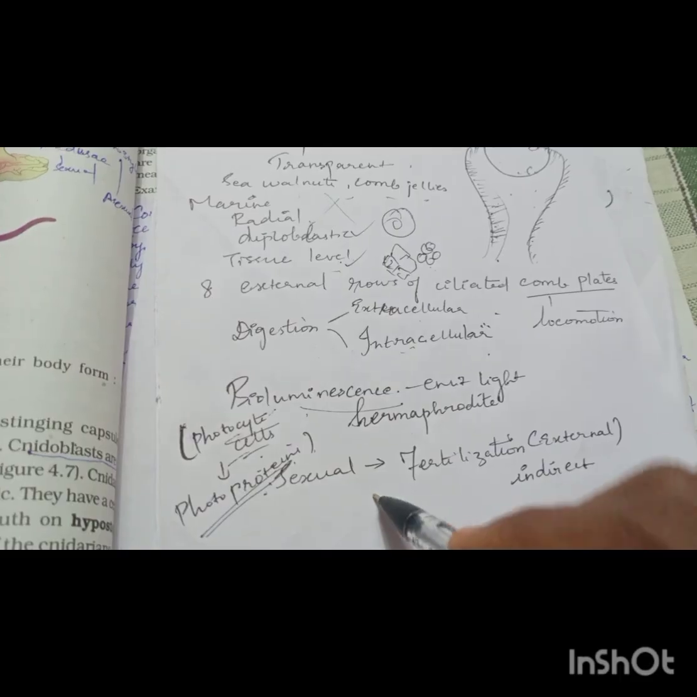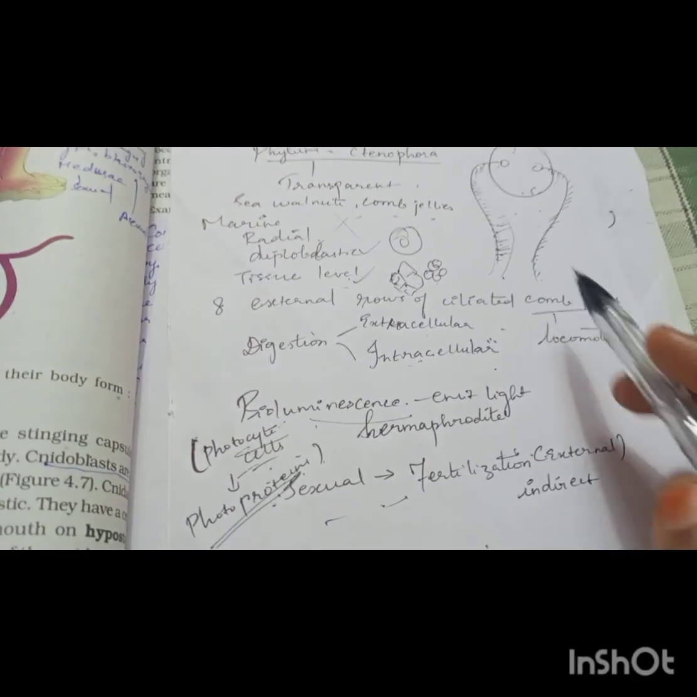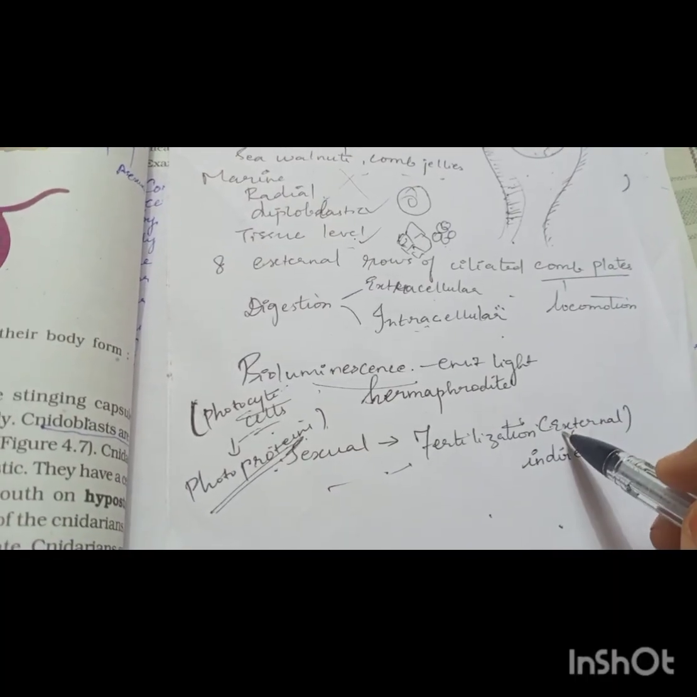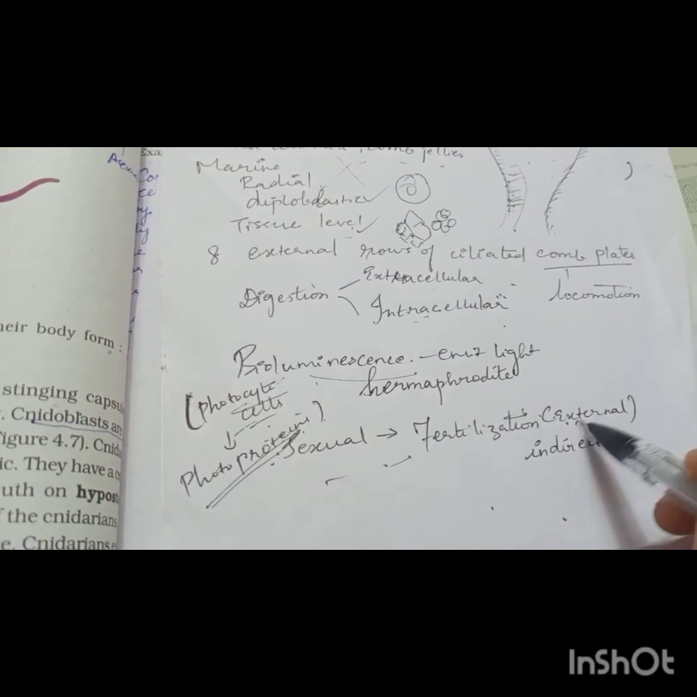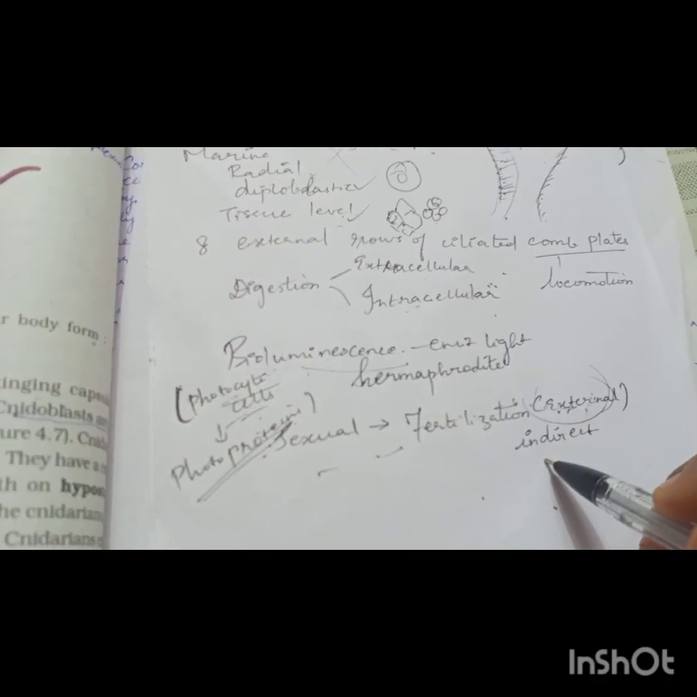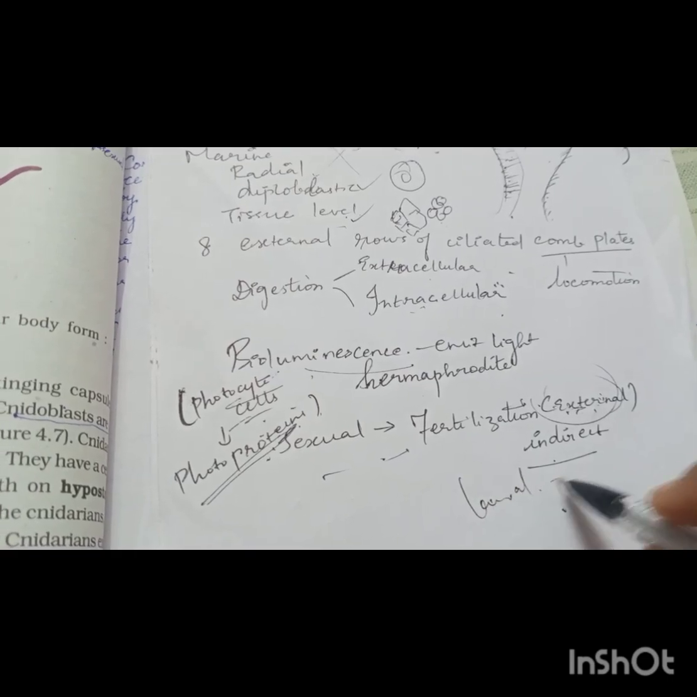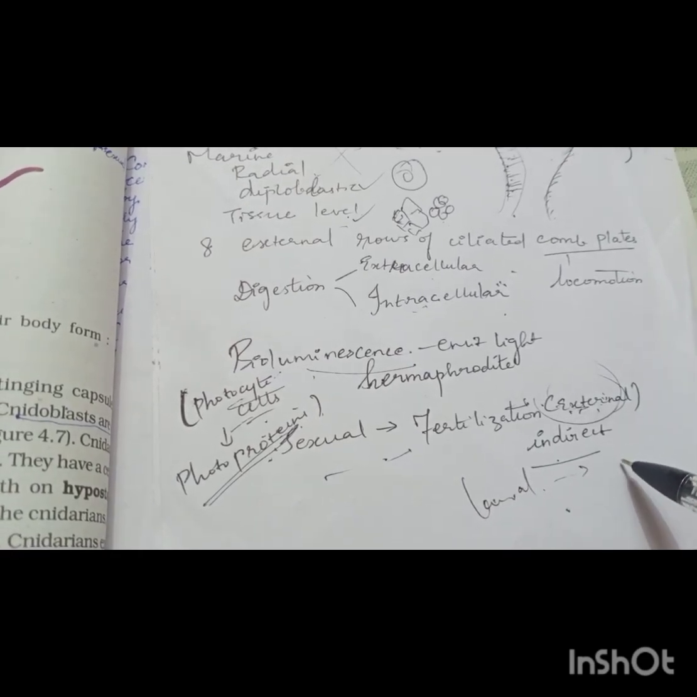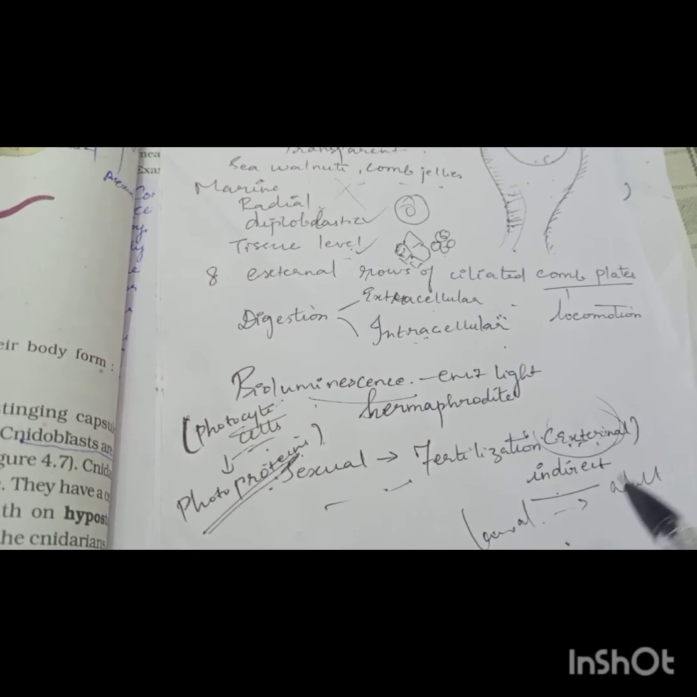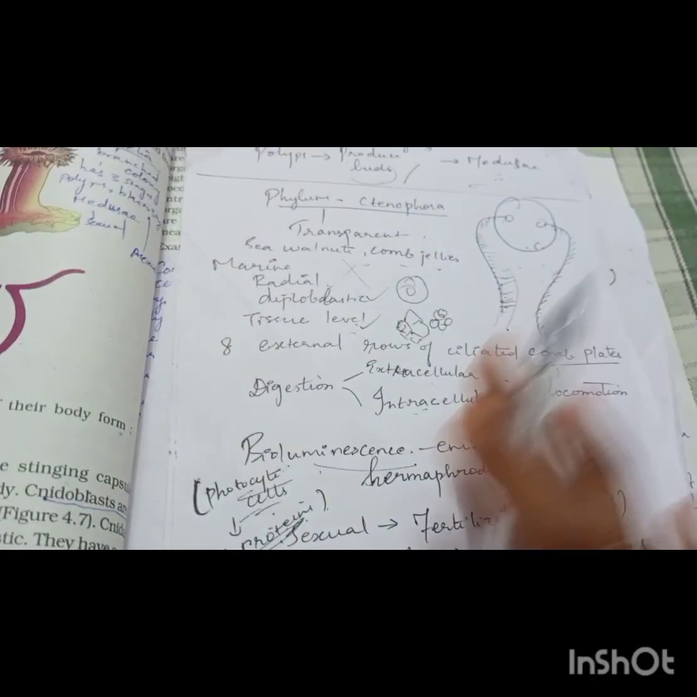And here the reproduction is sexual. Fertilization will take place outside the body. Both sperm and egg will be released out in water where they will fuse, and hence here the fertilization is external. It will not take place inside the body, and the development of the organism is indirect. That is, the larval phase will be different in look when compared to the adult phase. So here the fertilization is external and development is indirect. So this is all about this phylum.